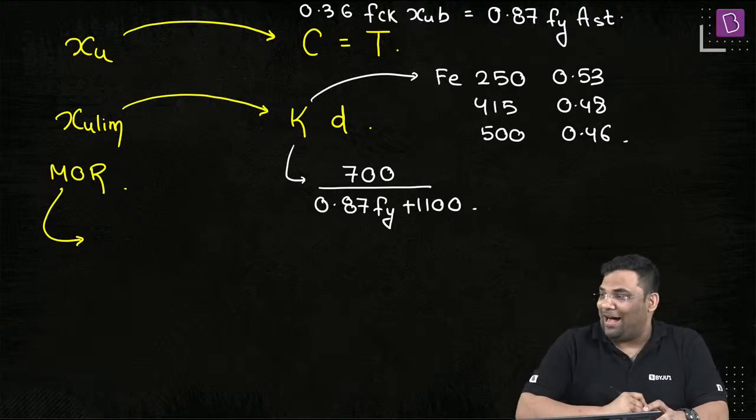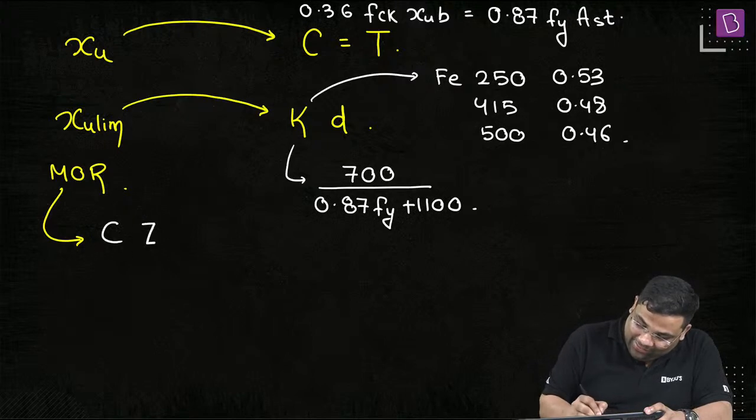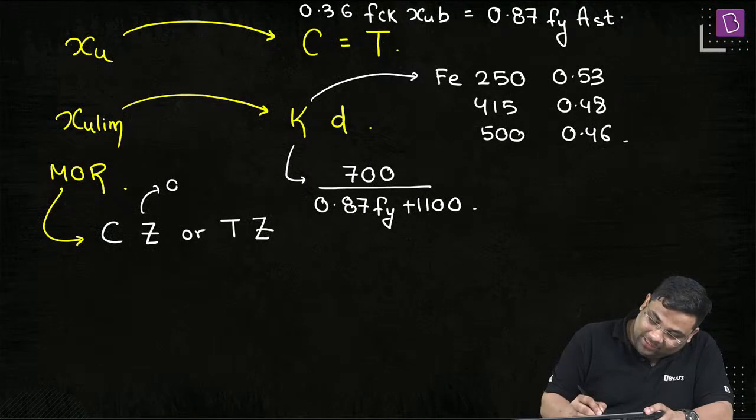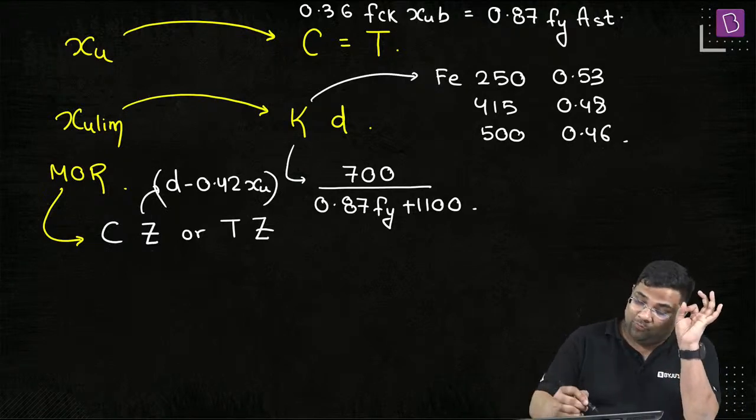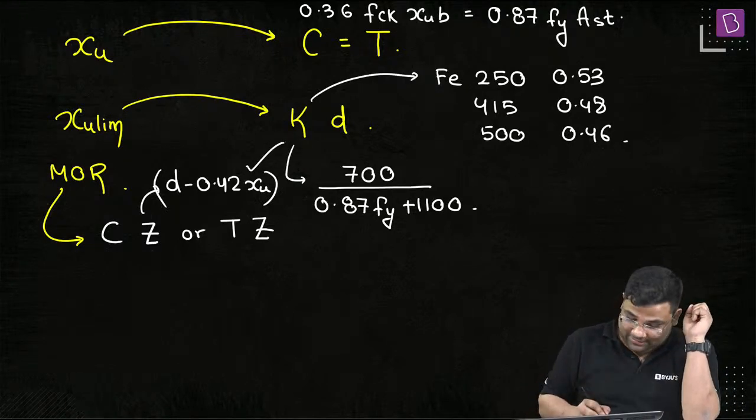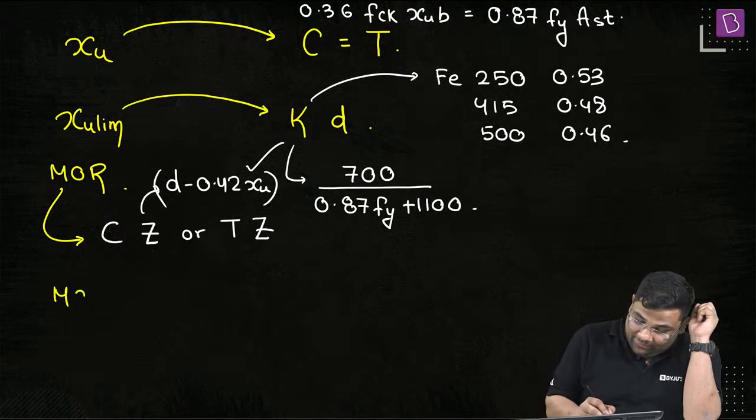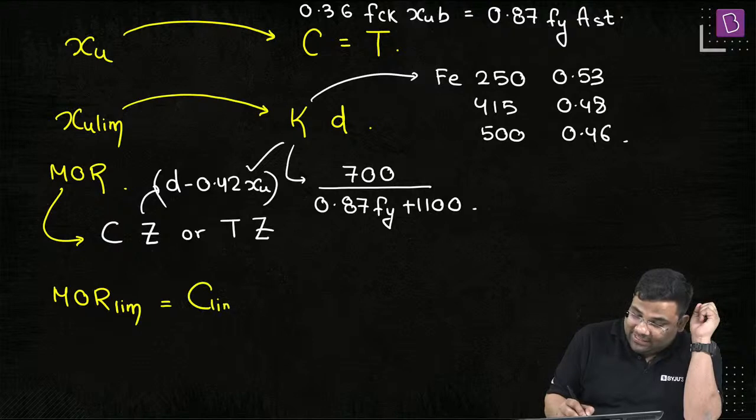Go home. C into Z or T into Z. Okay? And Z is the lever arm. Equation is D minus 0.42XU. And obviously to find out MOR, you have to first get what? XU. Yes? Next thing is what? MOR limiting. MOR limiting, directly you can use C limiting into Z limiting, if you have forgotten the formula.